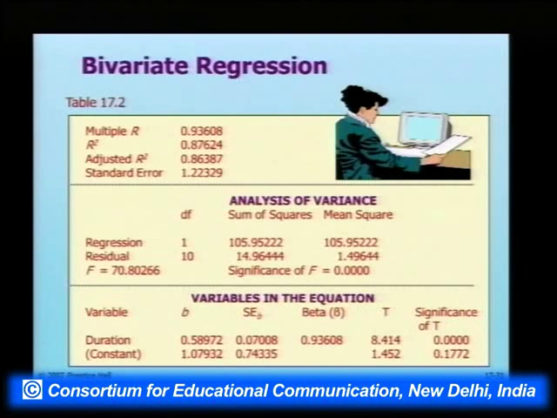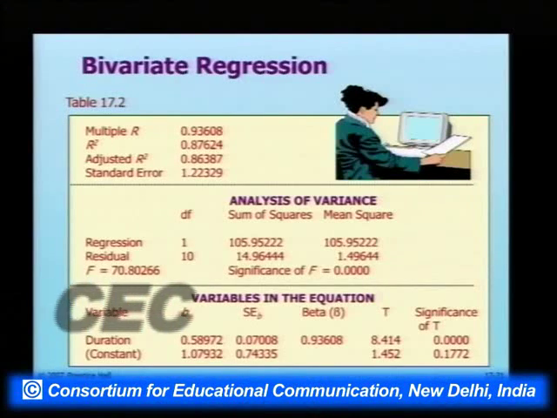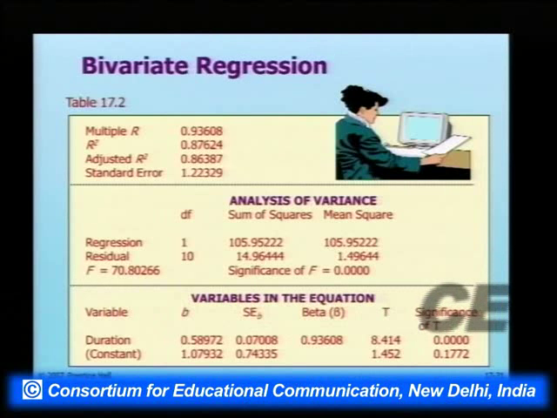Then analysis of variance is conducted to test the hypothesis of whether all the betas are equal to 0, or there is no correlation. The hypothesis in this case gets rejected because the significance of the F value comes out to be 0.000. So it is rejected, and we conclude that there is correlation and the regression model is quite good. Then the equation comes out to be: constant 1.07 plus the coefficient of duration, 0.589, into duration. This is the same equation which we see in the variables in the equation.